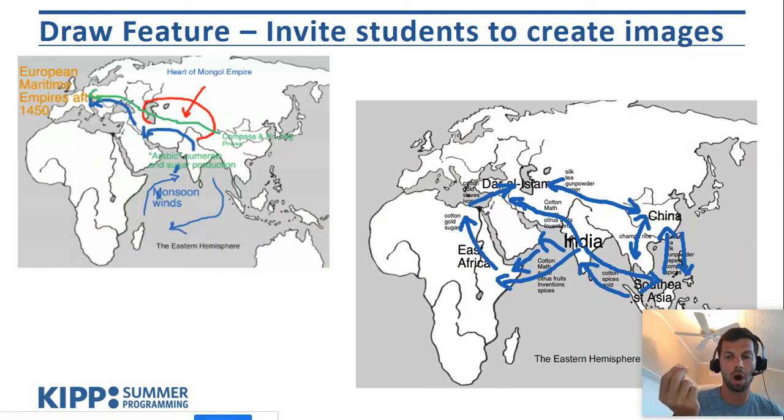Okay, you can also do a draw feature. In these draw features, students can create through typing, through drawing, through downloading internet images and pasting them onto whatever they're doing. Here we were mapping some events of the post-classical period in world history.